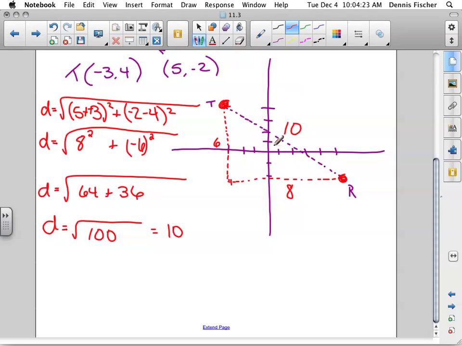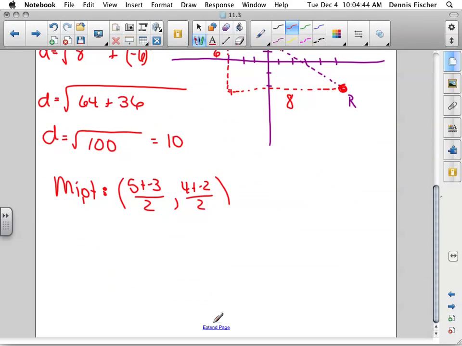If you look at my midpoint here, my 2 points are right here. For my midpoint formula, I'm going to add the x-coordinates together and divide by 2, and add the y-coordinates together and divide by 2. 5 plus a negative 3, 2, divided by 2 is 1. So my midpoint's at 1. 4 plus a negative 2 divided by 2 is 1. So my midpoint's at 1, 1. How's that look? Here's your distance.